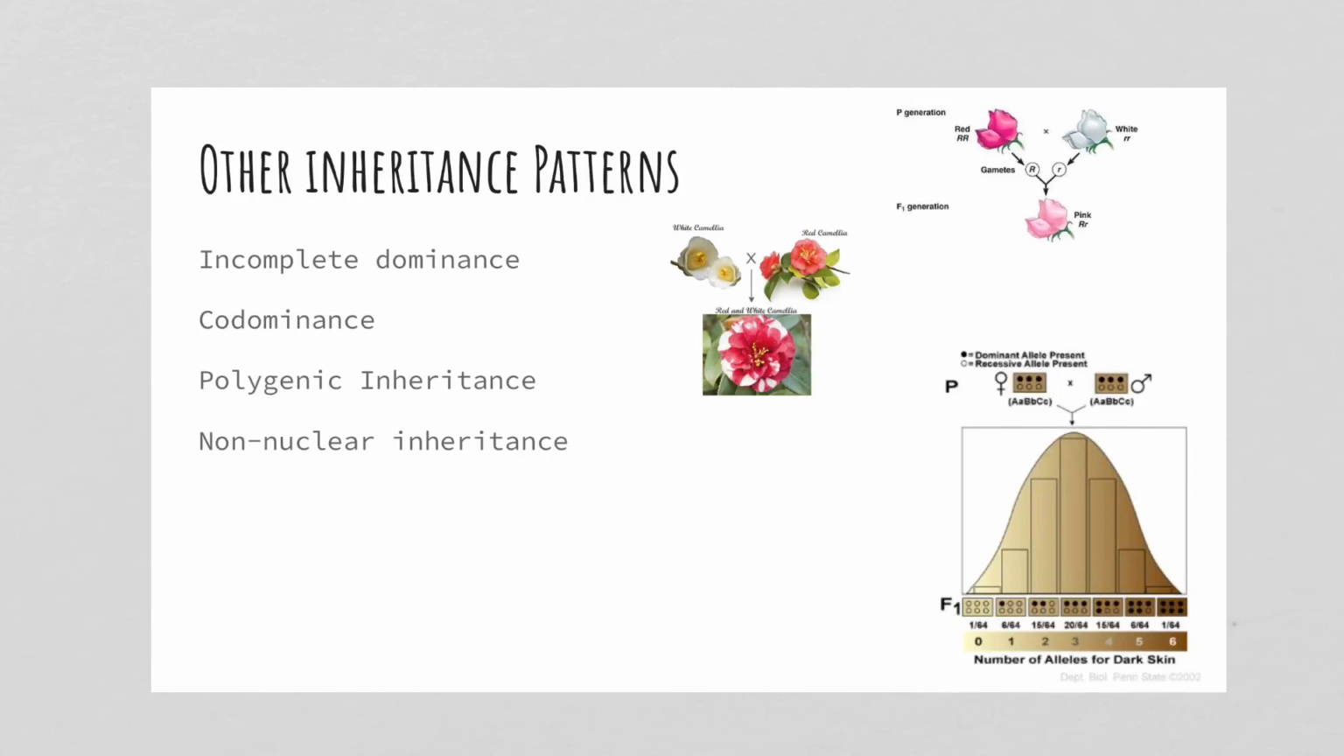Another great example of codominance is the ABO blood type. A and B are codominant. That means you don't see only A or only B when you have both alleles. You see both A and B proteins, giving AB.